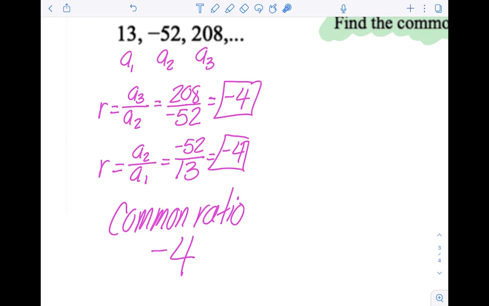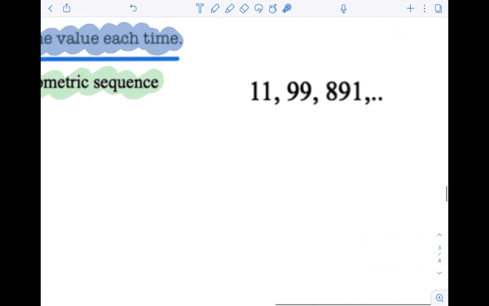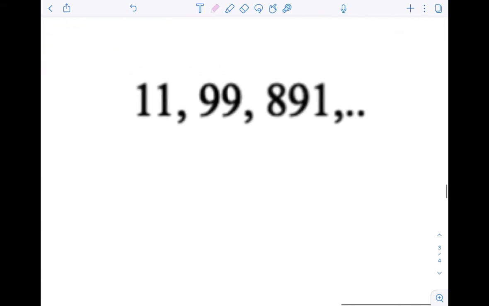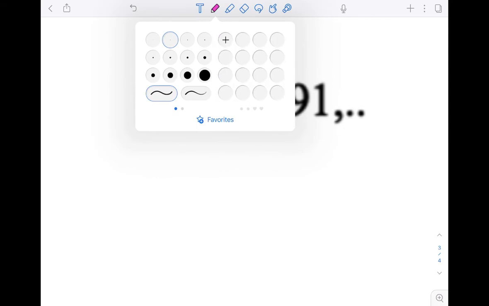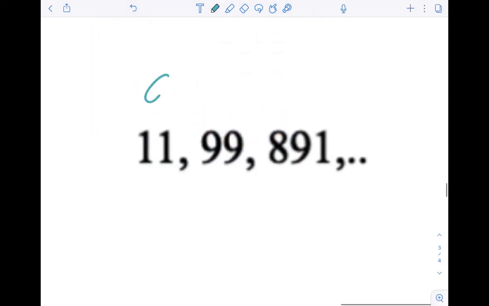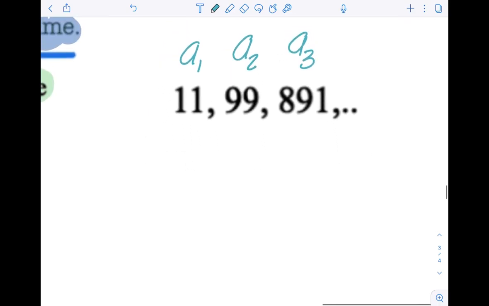Right? So let's do one more example here. So again, let us label our terms here. This is our first term. This is our second term. It looks like an 8, like a 9. And this is our third term. Just like that. Look at that. So again, we're going to find our ratio. Our ratio says we're going to take our third term and divide it by our second term.